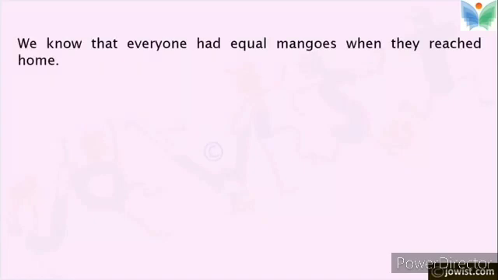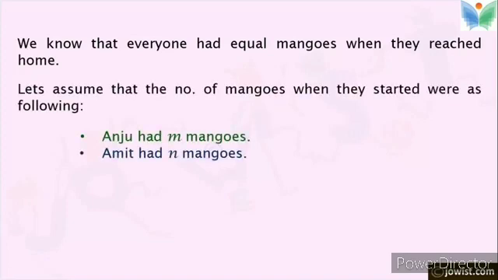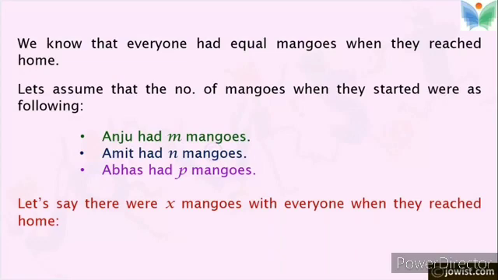The most important thing is to make an equation with one variable. If we are successful in making an equation, we are done, isn't it? What do we know? We know that everyone had an equal number of mangoes when they reached home. First of all, we'll make assumptions with unknown quantities. Let's assume that when they started for home, Anju had M mangoes, Amit had N mangoes, and Abhas had P mangoes.